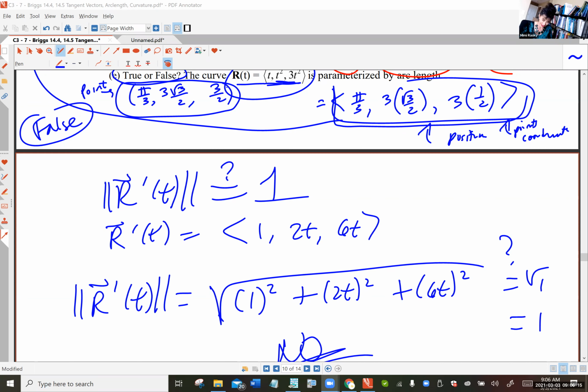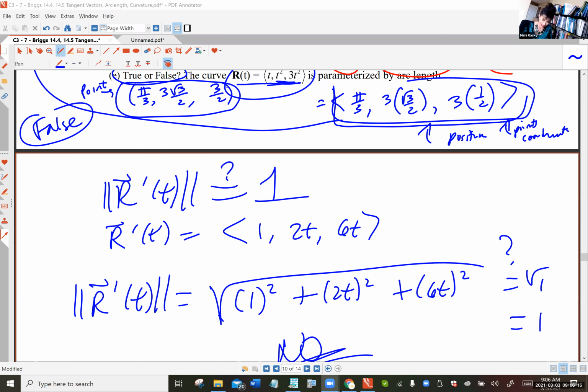All right. So, Professor, if that was a quiz or exam, we would just show it by taking the magnitude. Yep. That's the quick trick to see if it was parameterized using the arc length function or not.